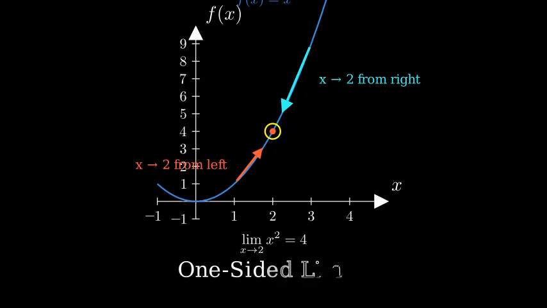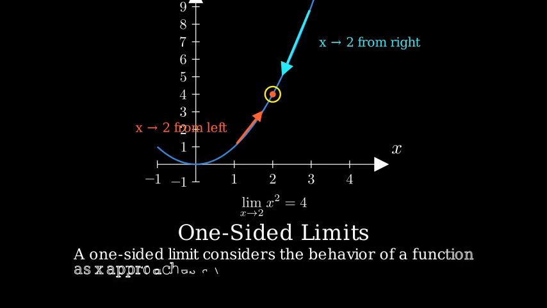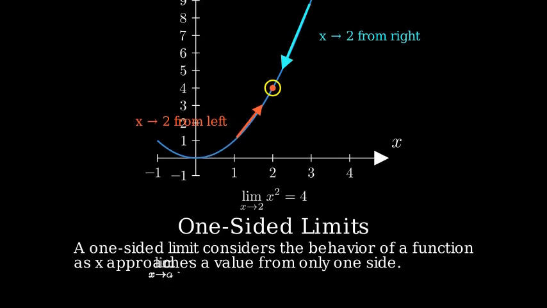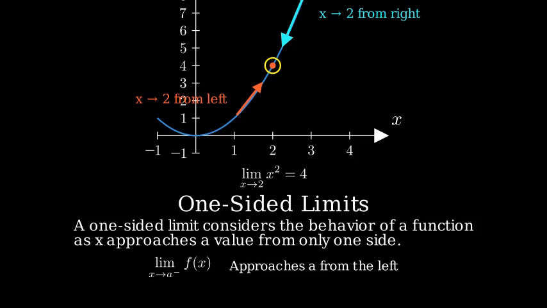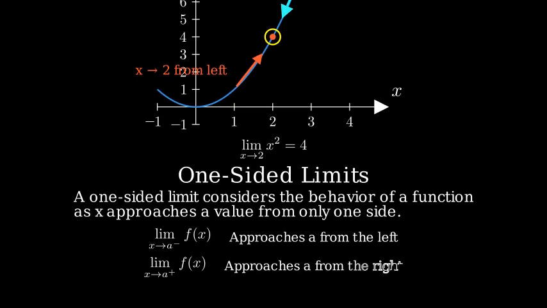Now, let's learn about one-sided limits. When we consider the behavior of a function as x approaches a value from only one side, we have a one-sided limit. The left-hand limit is written as the limit of f of x as x approaches a from the left. The right-hand limit is written as the limit of f of x as x approaches a from the right.